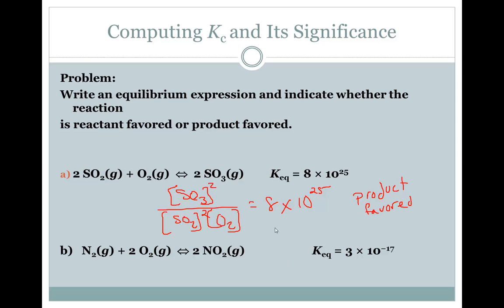The next one, the products over the reactants is equal to 3 times 10 to the negative 17. Negative 17 gives us a really small number, which means the reactants are favored, which means the reverse reaction is actually the one favored. And those are your equilibrium constants.